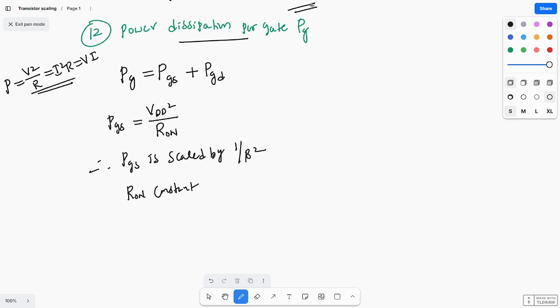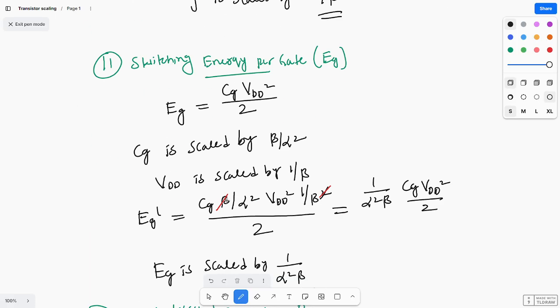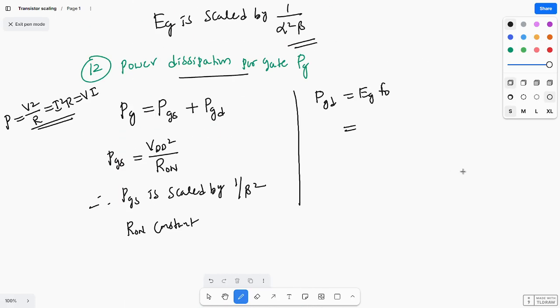So PGD. If you take the PGD, you can write PGD equal to Eg into F naught. Okay, so Eg is scaled by what? We already seen Eg, the switching energy per gate, 1 by alpha square beta. So Eg is scaled by 1 by alpha square beta, and this is F naught.